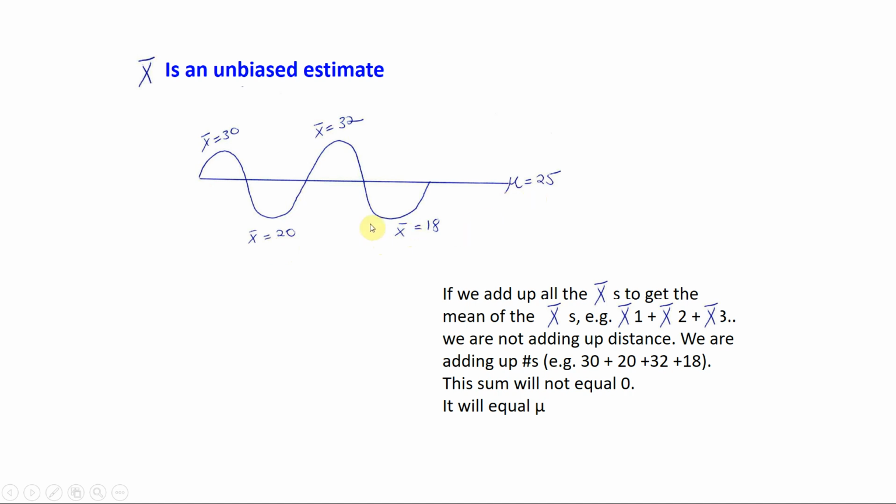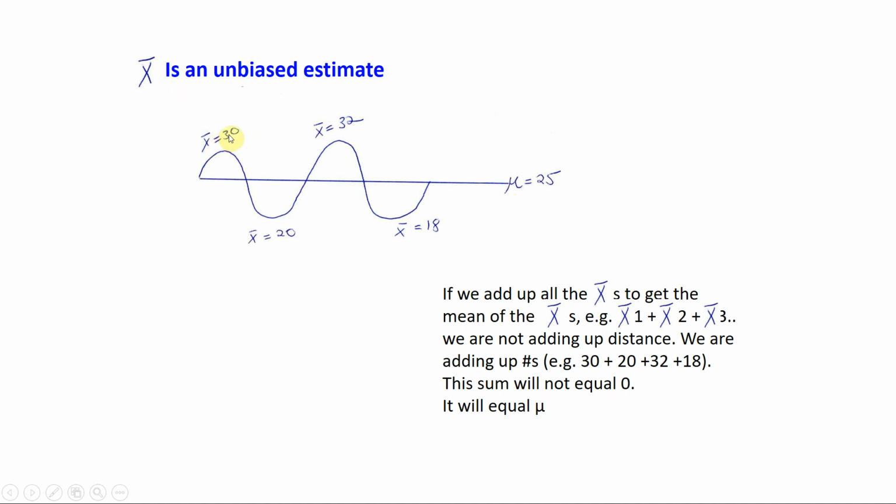mu. All right, so here, if we were to add up all of our x bars, so the 30, the 32, the 20, the 18, well, they're not going to add up to 0, right? These are just estimates. They're not distances. They're not difference scores. They're just estimates. All right, X bar is estimating mu.